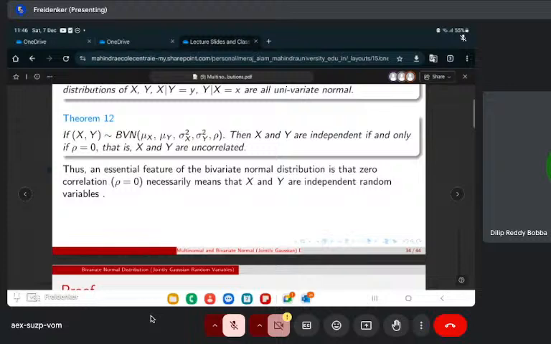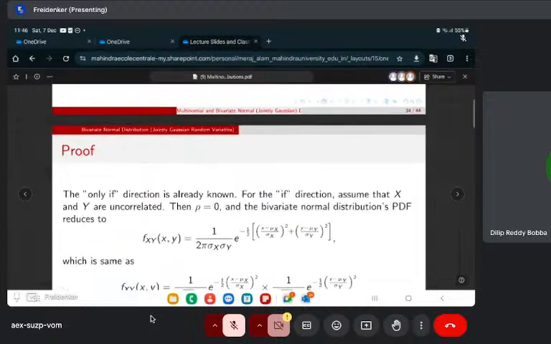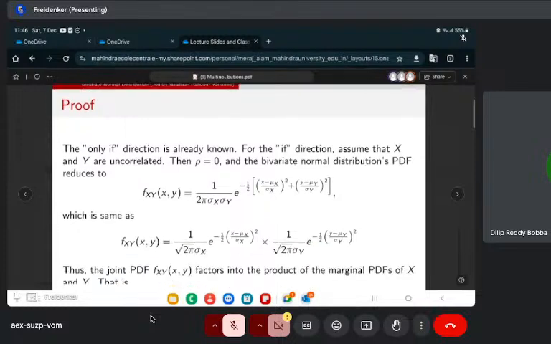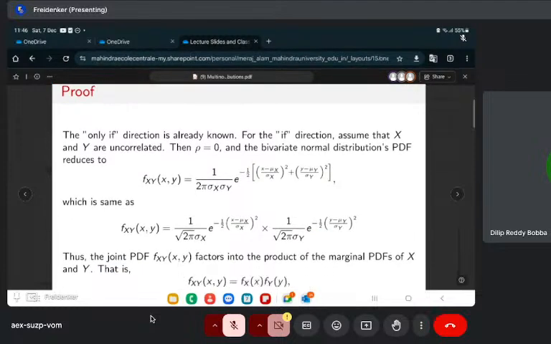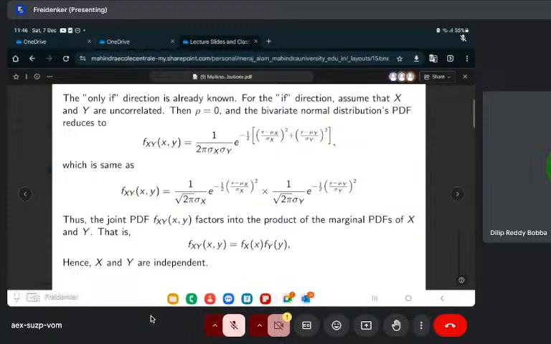Anyways, nice piece of information. We will not look at the proof. How to prove it? I gave you the idea. You just show that the joint probability distribution is nothing but the product of their individual marginal PDFs, given that rho is 0. So rho is 0, that is the thing here. Rho should be 0.